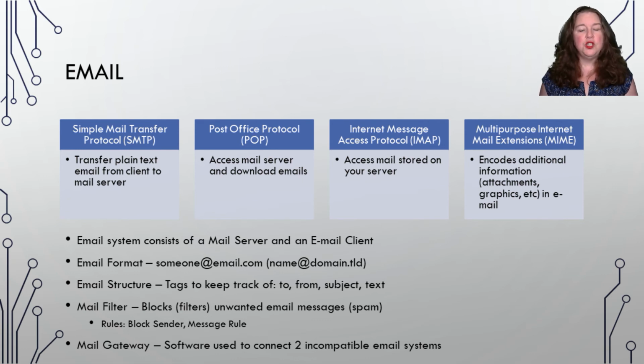IMAP keeps your mail stored on the server forever unless you tell it to go away. Every time you download it, it's still on the server. So you can download it to 5 different devices and it doesn't matter. This is used most of the time for emails these days because you want to have the history of your email available on the server at any time.